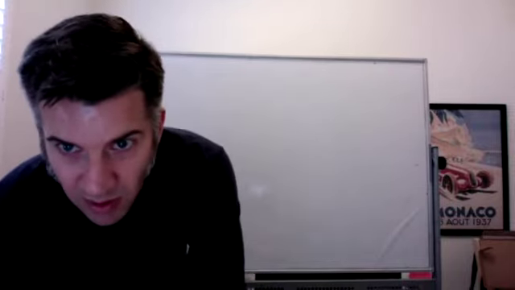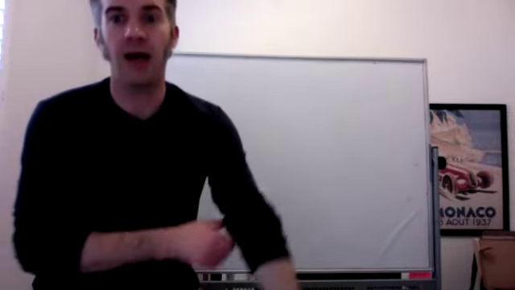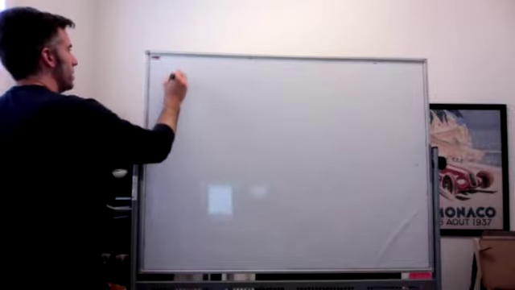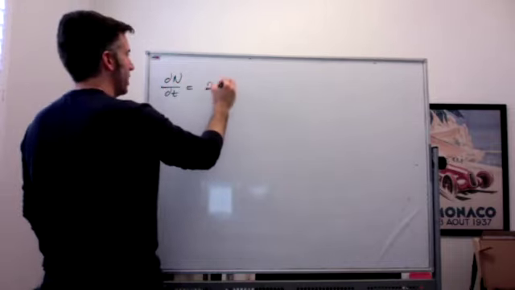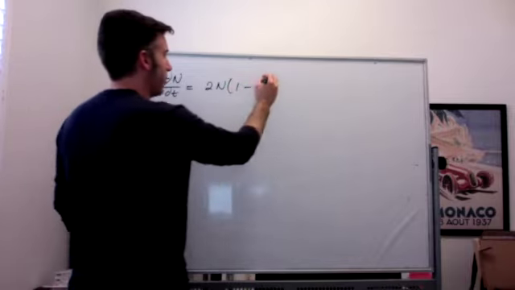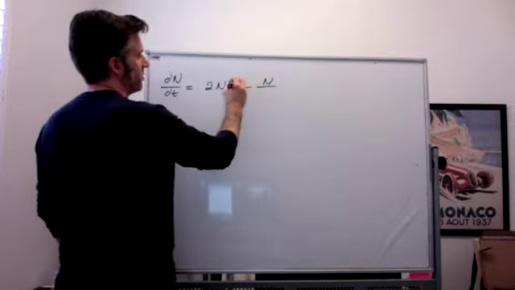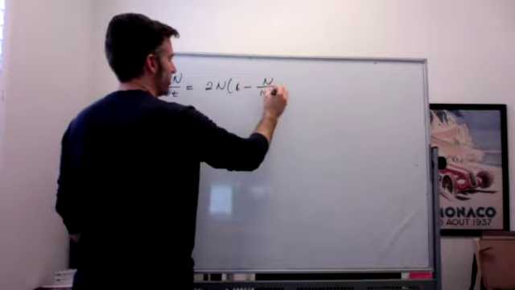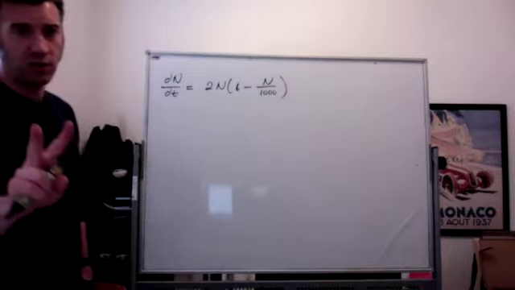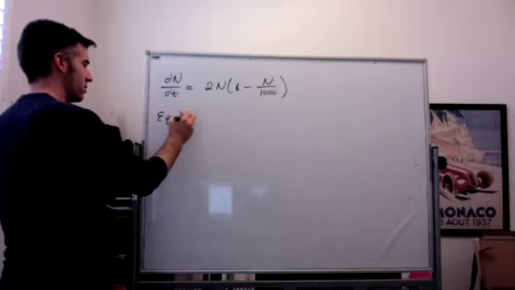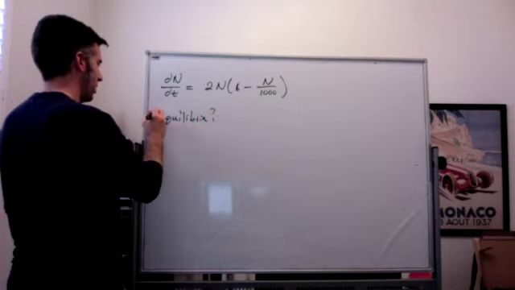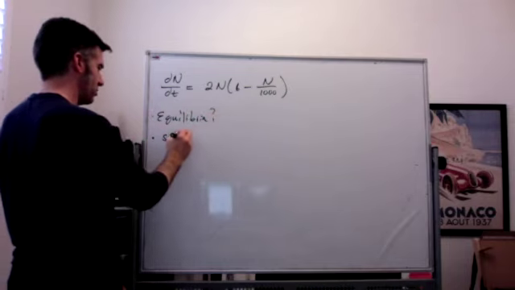So let's do like 2 stability problems. Let's say I have the differential equation dn dt equals 2n times 1 minus n over 1,000. Now let's make it 6 minus n over 1,000. So 2 or 3 things we're going to ask. We're going to find what are the equilibria, and are they stable or unstable?